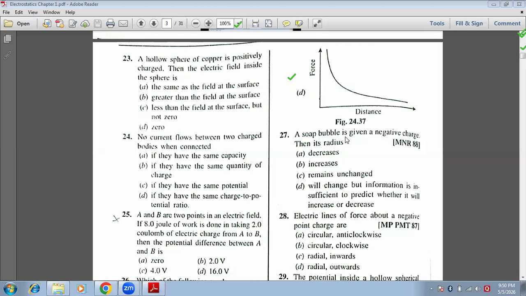A soap bubble is given a negative charge. Then its radius, option A, decreases. Option B, increases. Option C, remains unchanged. Option D, will change, but information is insufficient to predict whether it will increase or decrease. Correct answer, option B, increases.